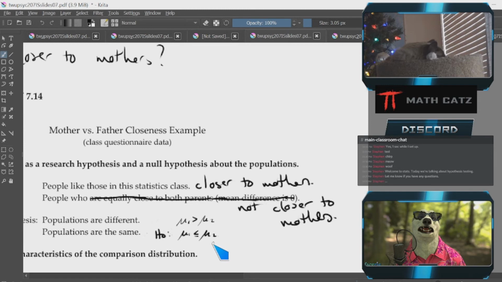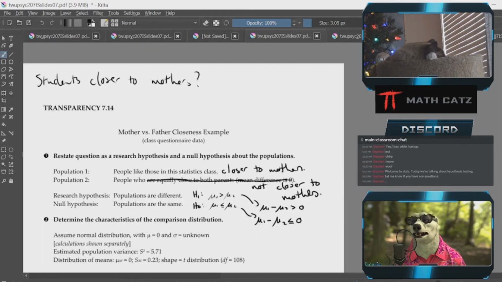Now we can of course rephrase these. H1, sorry, I keep saying H1. Mu1 minus mu2 less than or equal to 0, mu1 minus mu2 greater than 0. We are looking and hoping for mu1 to be greater than mu2, the closeness measure to mothers more than to fathers. In other words, the difference positive versus not. Okay. Zoom out a little and have that over there.